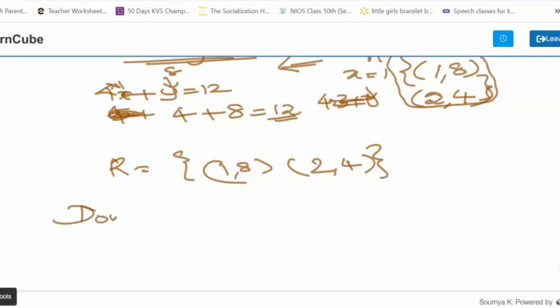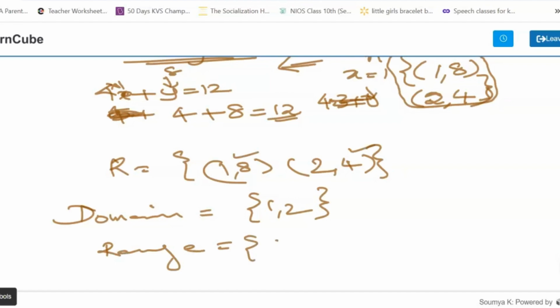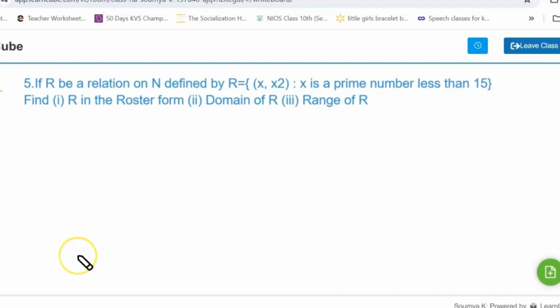Now you have to find the domain of this relation. In that case, the elements will be 1 and 2. And if you write the range, it will be 8 and 4 or 4 and 8. So this is how you have to find domain and range of the given relation. Next question is the fifth one. If R is a relation on N, that is natural numbers, defined by R is equal to (x, x square), where x is a prime number less than 15, you have to find the relation in roster form, domain and range.